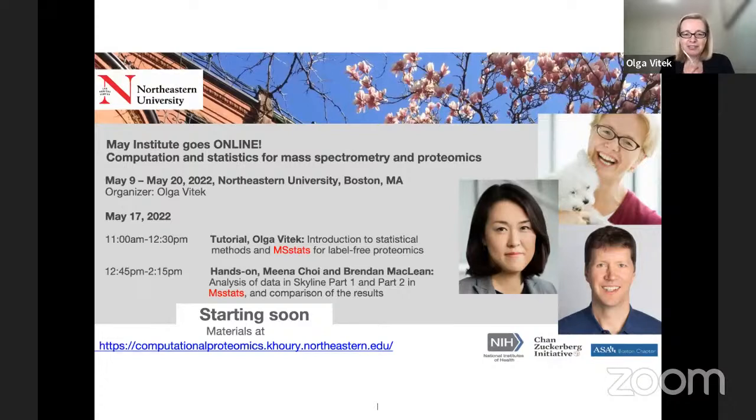So what happens after we process the data using tools such as Skyline or FragPipe. And now we are interested in the statistical analysis of these experiments, where we would like to detect changes between various conditions, find which proteins are differentially abundant or regulated, and so on. And so the plan for today and for tomorrow is to focus on MSstats and its interface with the existing data processing tools and on statistical analysis.